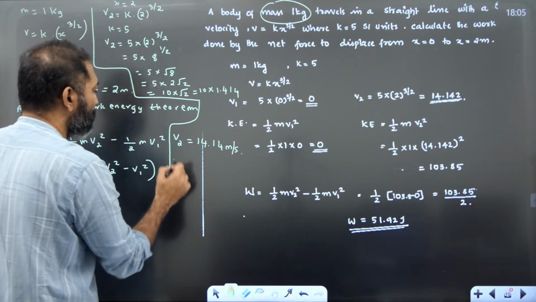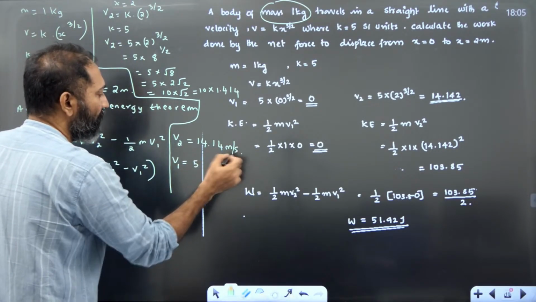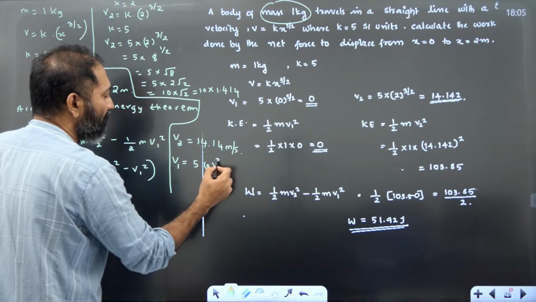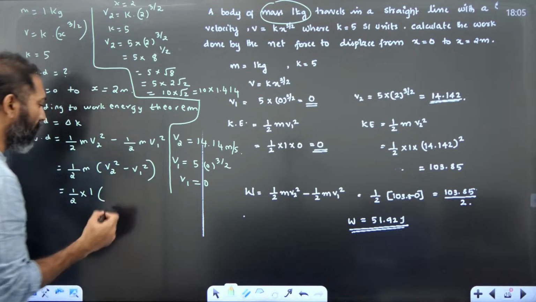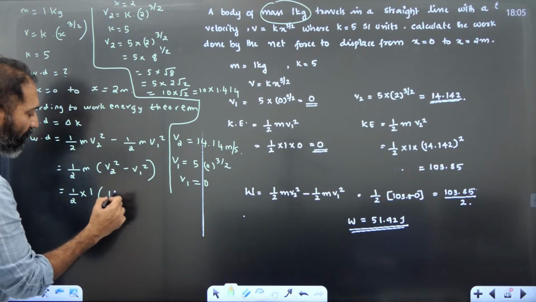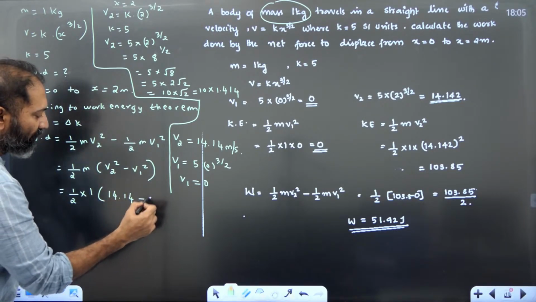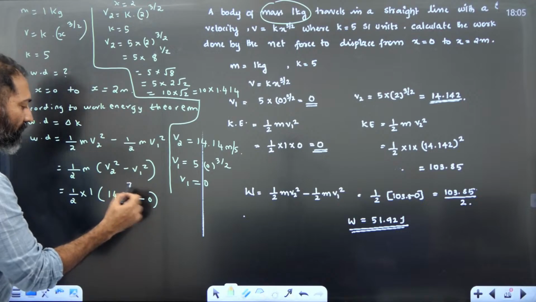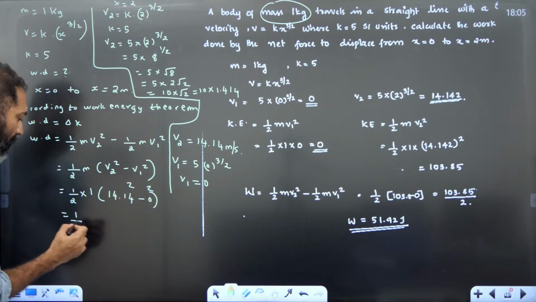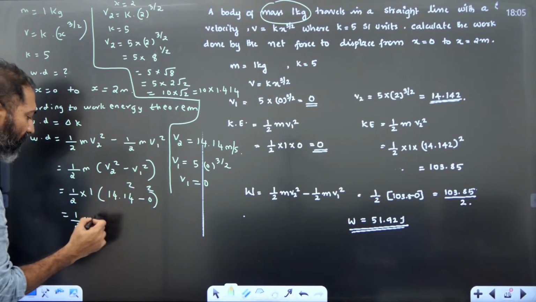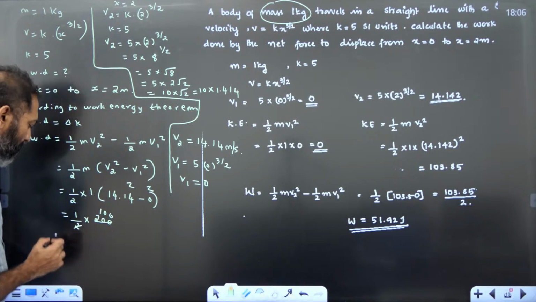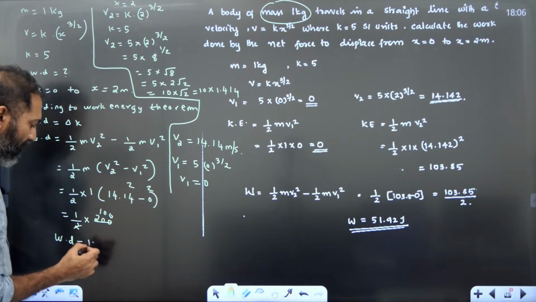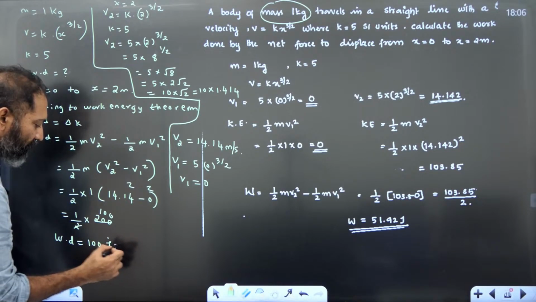What will be the initial velocity? 5 into x, where x is 0, raised to 3 by 2. So the initial velocity will be 0. So v1 equal to 0. Half into 1 into 14.14 minus 0 square. So half into 14.14 the whole square is 200, so the answer is 100. So work done is equal to 100 joule. Almost.